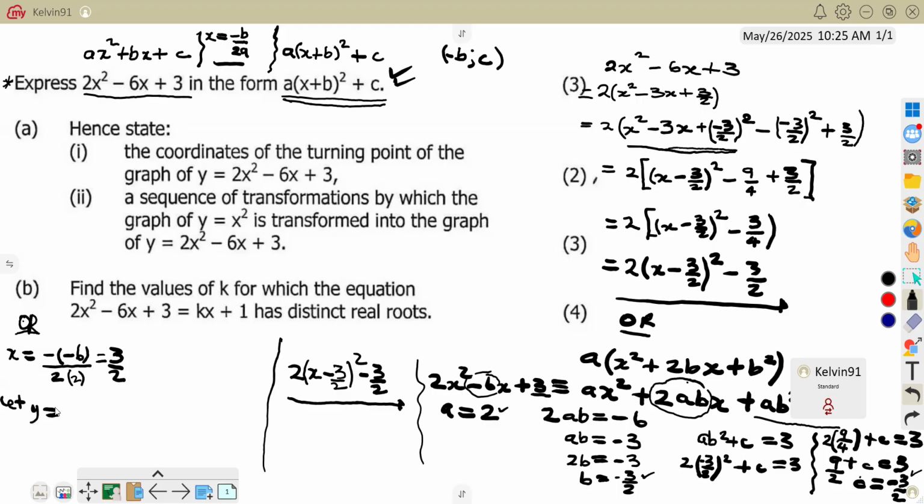So our y is equal to 2x squared minus 6x plus 3. Then you substitute the value of x coordinate at turning point. At the turning point, the value of x is going to be 3 over 2, squared minus 6, the value of x there, 3 over 2, plus 3.